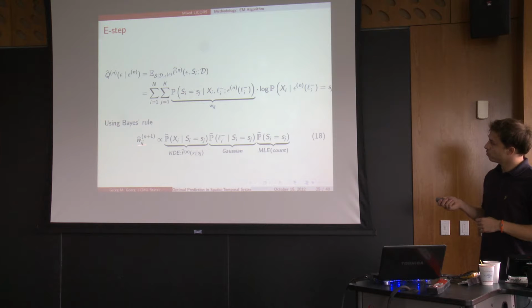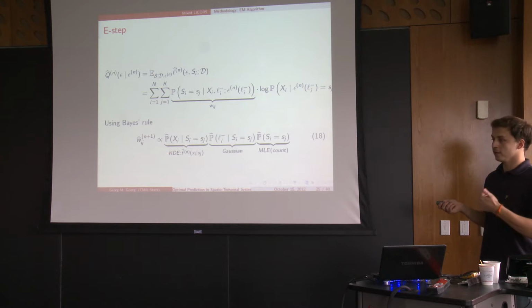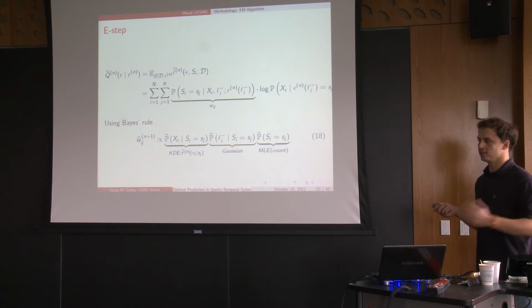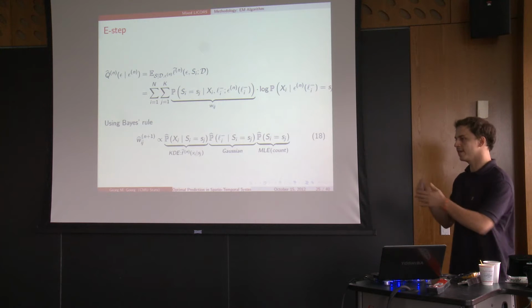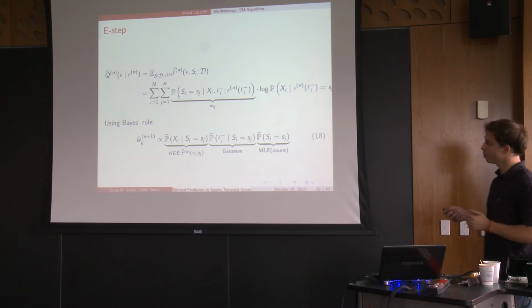Now, using Bayes' rule, these are the weights, right? Using Bayes' rule, I can compute these weights by a kernel density estimate of the future. That's the predictive distribution. Here I use a Gaussian because it's a high dimensional past light cone. And here we use just MLE, just count how many times the state S shows up.